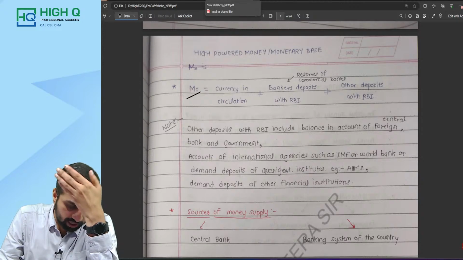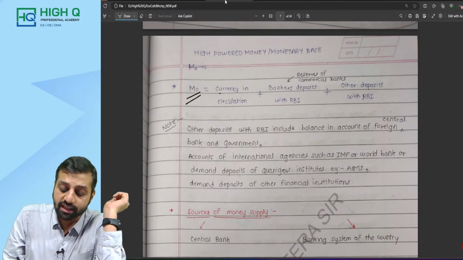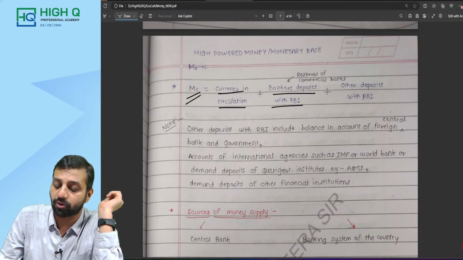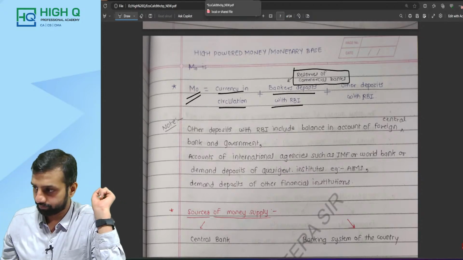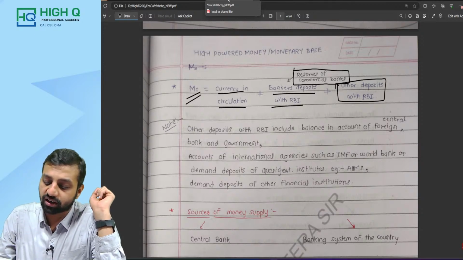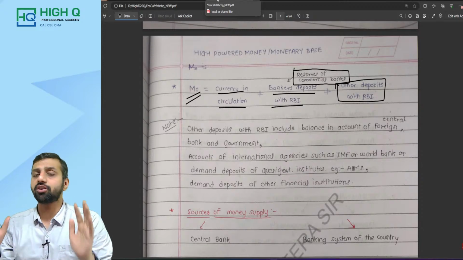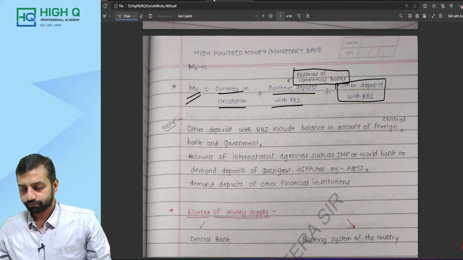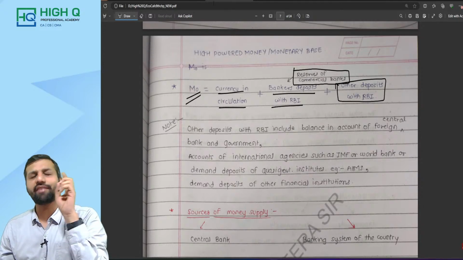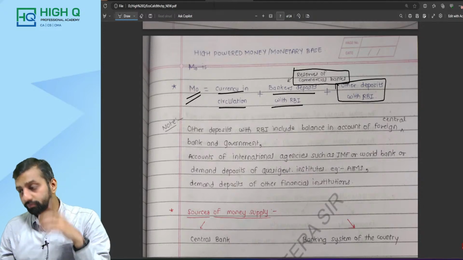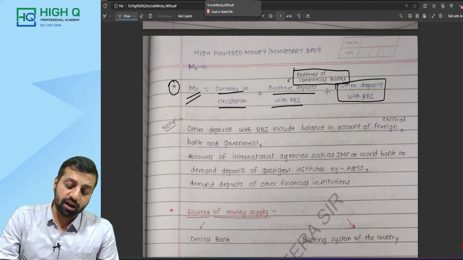Then we have something called reserve money. Reserve money is M0. That is currency in circulation plus bankers' deposit with RBI, that is, reserves of the commercial banks, and then other deposits with RBI. So these are your 11 formulas. First we had M1 to M4. Then we have NM1, NM2, NM3, so total 7. Then we have another 3 formulas, L1, L2, L3. And there is something called reserve money.